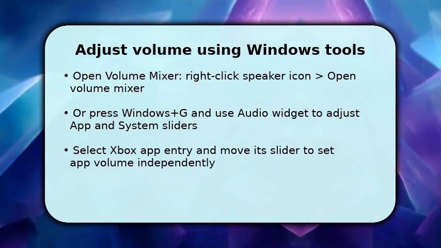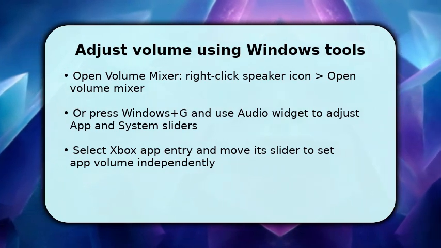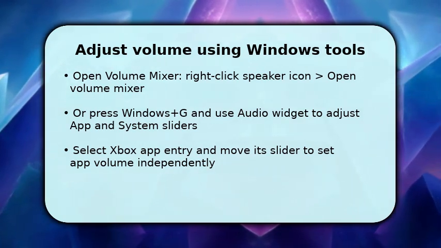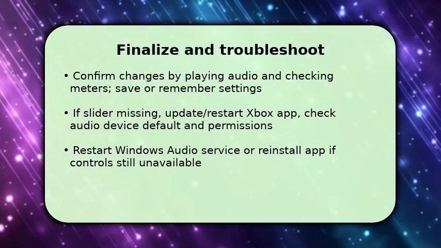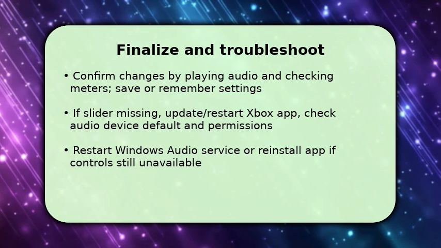Observe levels in the game bar meter. If you need chat/game balance, adjust the chat-specific slider. Finish by verifying the new level while the app or game is producing sound. Make small tweaks until it's comfortable.